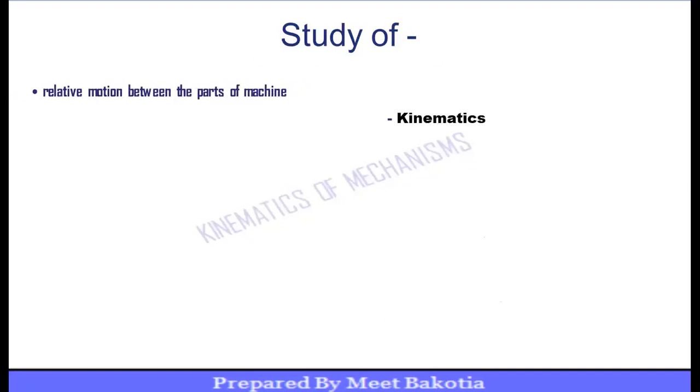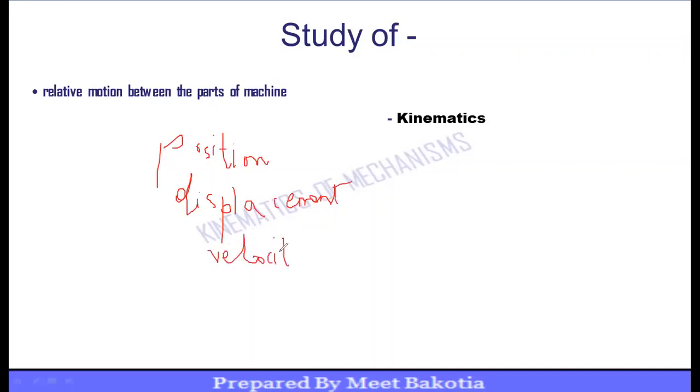First of all, kinematics is the study of relative motion between the parts of a machine without considering the forces which produce that motion. So basically in kinematics we are just going to study the relative motion between the parts of a machine. You can also say that in kinematics we study the position of a link or a part, what would be the displacement, the velocity or relative velocity of a part with respect to another part, and the acceleration of the machine parts. So basically, kinematics is the study of position, displacement, velocity, acceleration of machine parts.